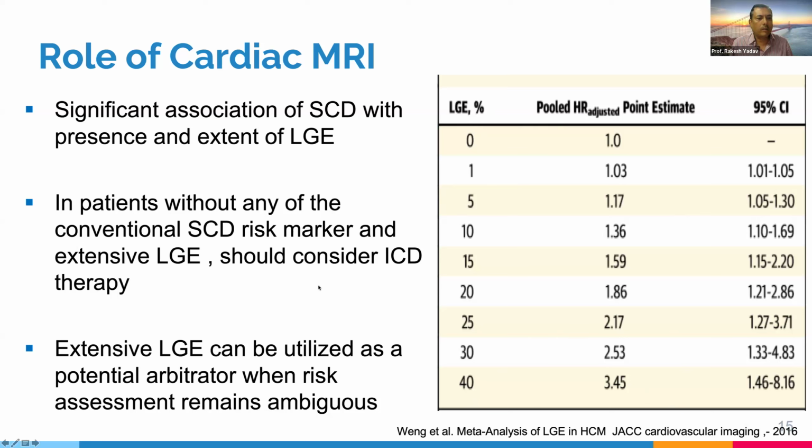So that's why the role of MRI is there when conventional risk stratification markers are not prominent and you have extensive LGE. I think various societies give a 2A or 2B indication for ICD. So it can be utilized as an important potential factor for assessing the chance of sudden cardiac death in hypertrophic cardiomyopathy.